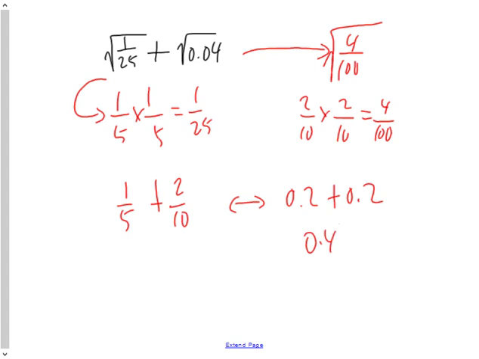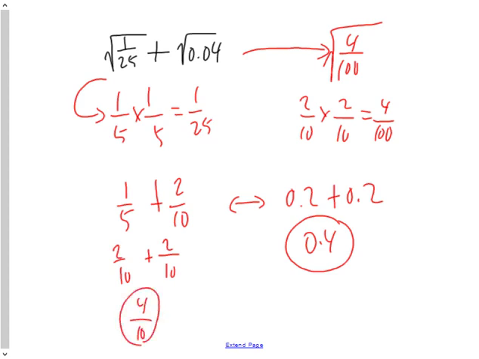From a decimal standpoint, your answer would be decimal 0.4. And from a fraction standpoint, it would be 4 over 10, which is 4/10. Okay? So either way you did it, if you changed them both to decimals, you got 0.4 as your answer. If you changed them both to fractions, you got 4/10 as your fraction, or in lowest terms, 2/5.